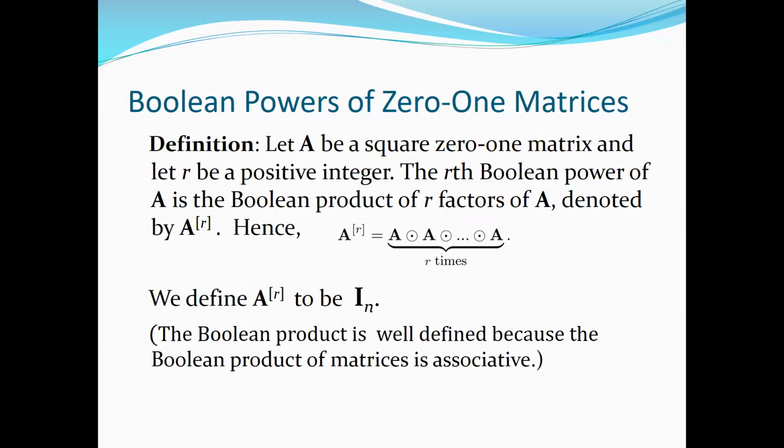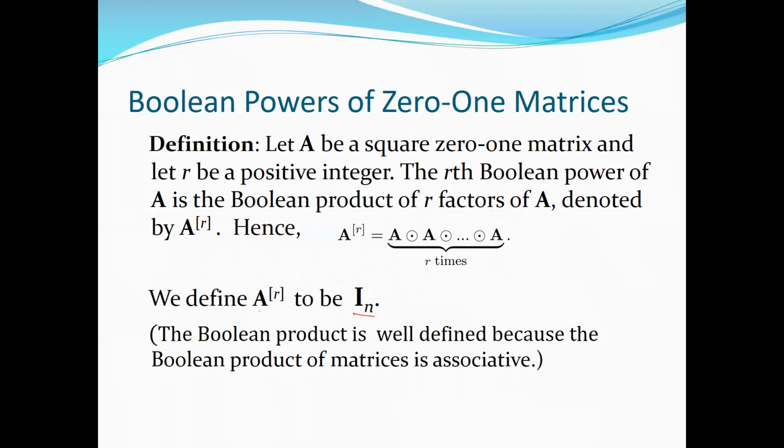Okay, Boolean powers. It's similar to the powers of normal matrices that have integer values. So let A be a square 0-1 matrix and r be a positive integer. Then the rth Boolean power of A is the Boolean product of r factors of A, denoted by A^r. That means A is multiplied r times. So if r is 5, A is multiplied with A itself 5 times, right? We define A^0 to be I_n, that is the identity matrix.